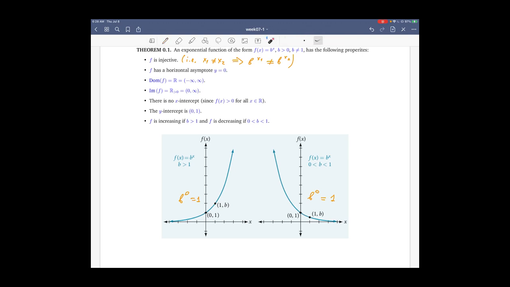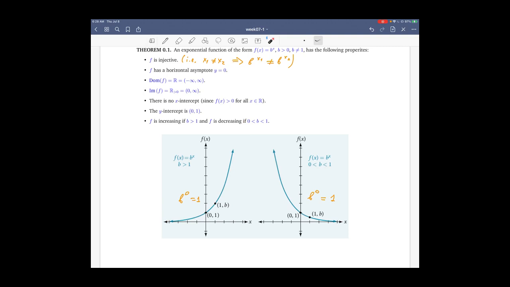Whether b is greater than 1 or in between 0 and 1 determines whether f is increasing or decreasing. If b is greater than 1, the function is increasing, and if b is between 0 and 1, the function is decreasing.